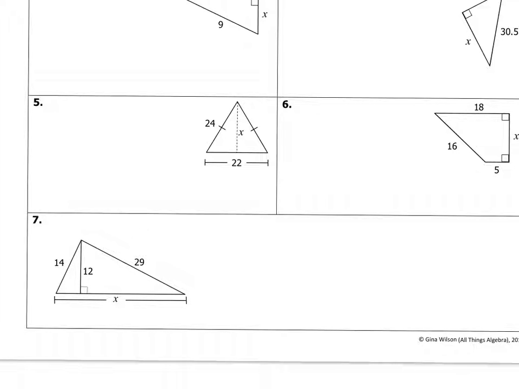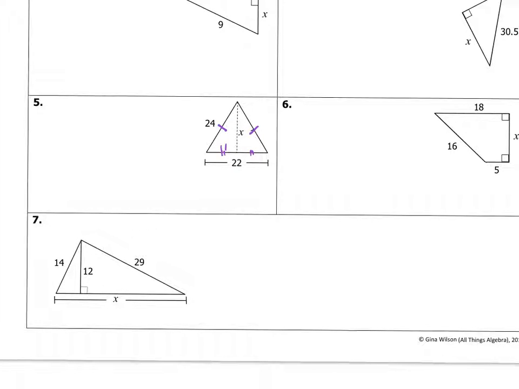So let's look at number 6. It's a little bit more tricky. Let's look at number 5. We'll go a little bit slow. I have this side and this side being congruent, which means that I have an isosceles triangle. And if that's the case, this side and this side must be congruent as well. So this must be 11.